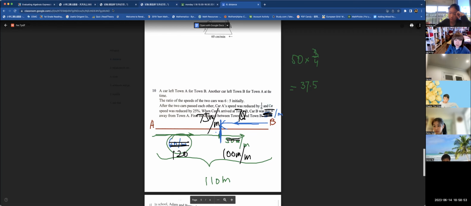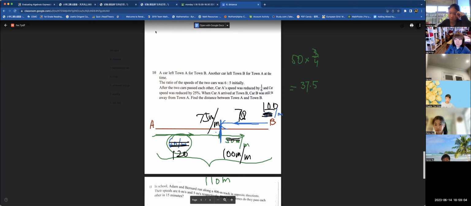Oh, sorry, I blocked the question, I don't even know what it says. OK, so when car A arrived at town B, car B was still 54 meters away from town A. So this section is 54, right? Find the distance between A and B. OK, how to do it? Very easy. So let's just take a look at this one. Don't you agree with me?